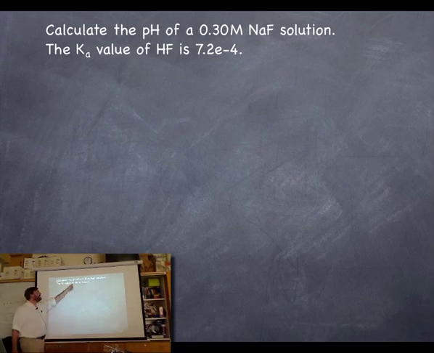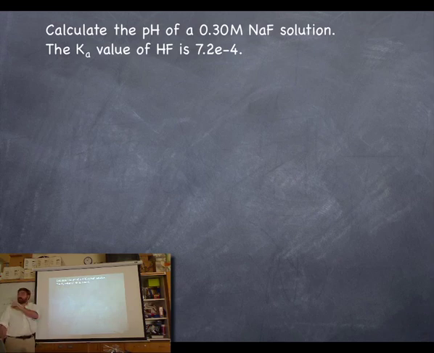The Ka value for hydrofluoric acid is 7.2 times 10 to the negative fourth. What is the pH of the solution? What is the pH of this solution? You're going to need an ICE diagram, but before we draw the ICE diagram, what's our very first thing we've got to do? We need a balanced chemical equation, the one I just showed you.